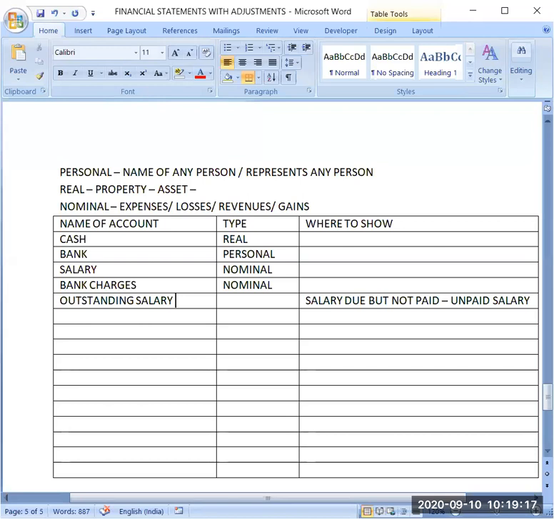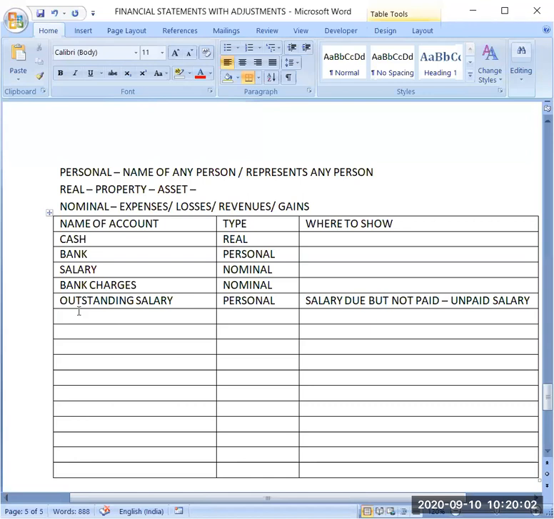Dilip, Drishti, I have clearly mentioned that salary can be your expense. Outstanding salary cannot be your expense. It is your liability. It is representing the employees to whom you have not paid the salary. It is representing any person. Yes, it will be a personal account. So try to identify the accounts which you face difficulty in identification.